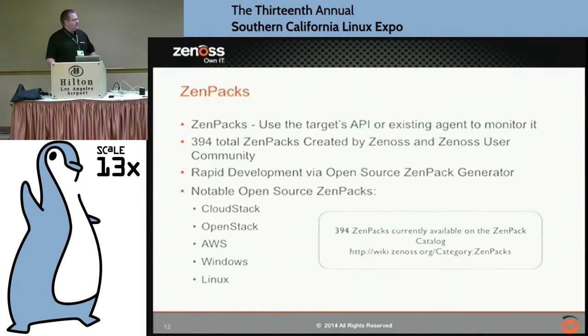We have an open source ZenPack generator. It's going to be replaced by a ZenPack library with 5, but it's a way to rapidly prototype a ZenPack in a Python dictionary, spit it through the ZenPack library, and it will function as a ZenPack without having to do a lot of tedious boilerplate code. Notably, we support CloudStack, OpenStack, AWS, Windows, Linux, Juniper, Cisco, APC NetBotz, pretty much anything you've got on your network, we're going to be able to monitor out of the box.